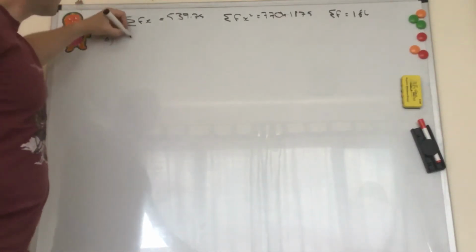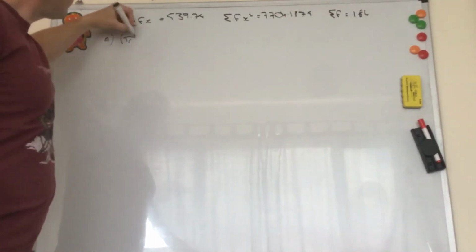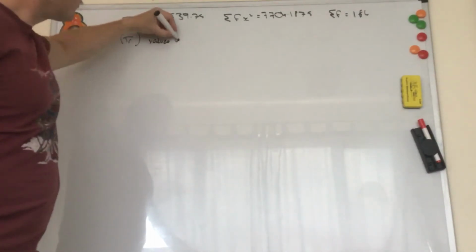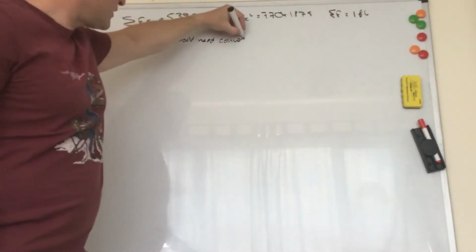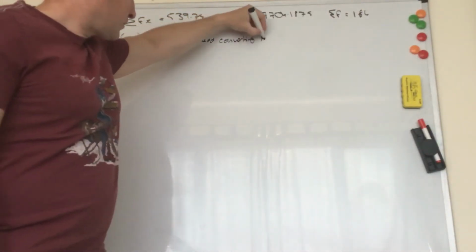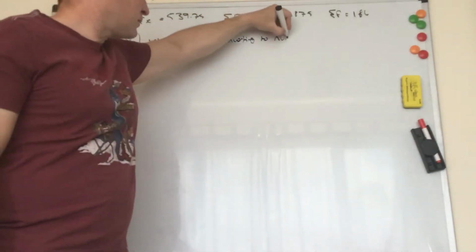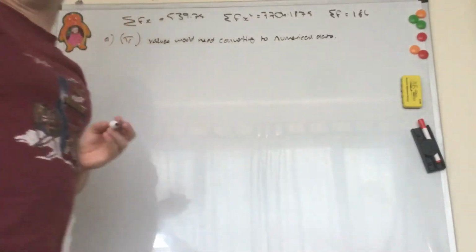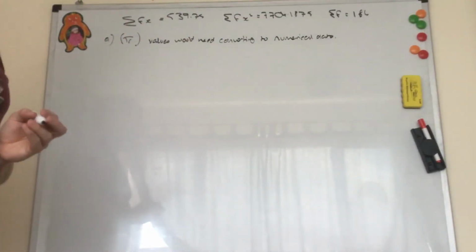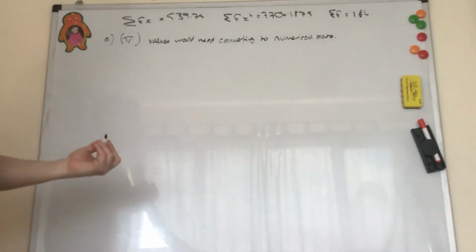non-numerical. So TR values would need converting to numerical data. Probably 0, because it's so small it's negligible, so they'd probably just change it to a 0.